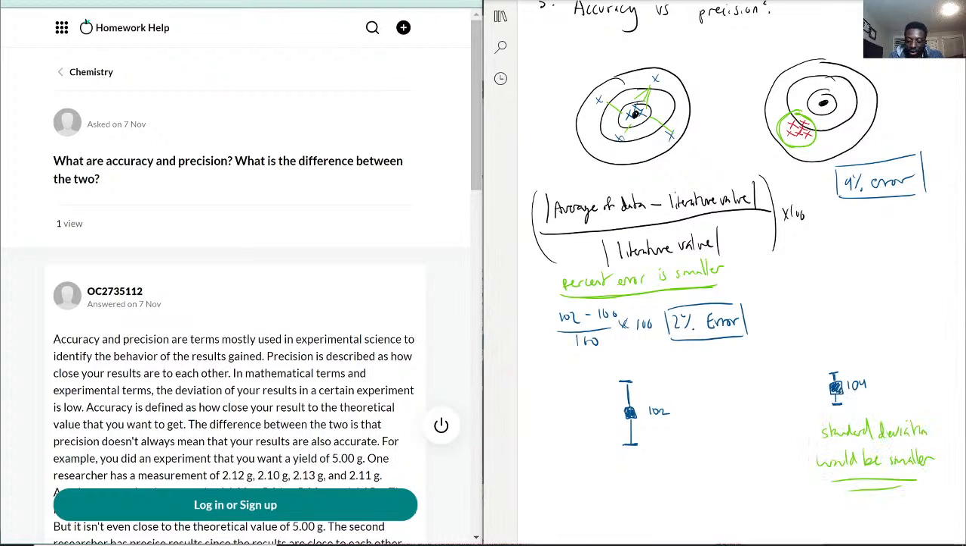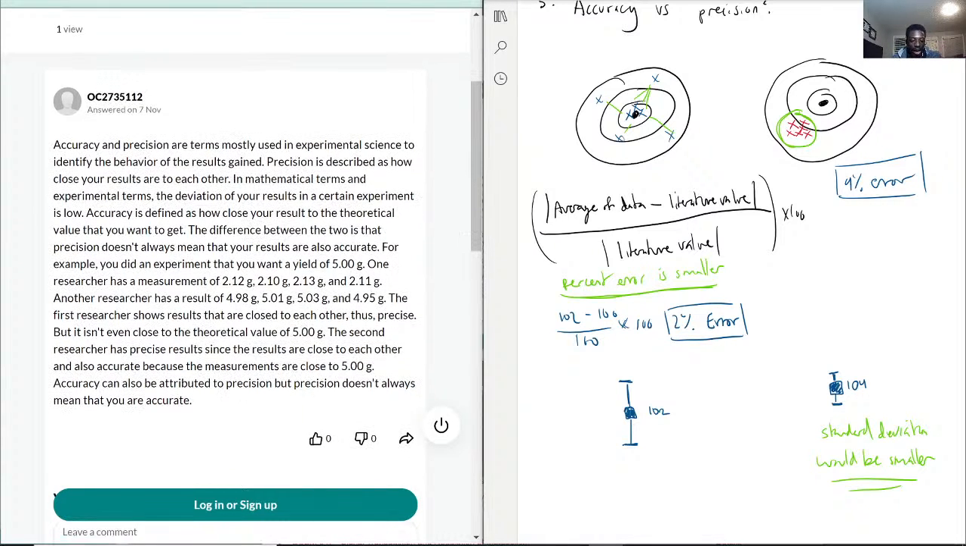With that being said, let's see how they explained it. Accuracy and precision. Precision describes how close your results are to each other. Yep, I'm glad I got that right. And the deviation of results is low. Wow, awesome. And accuracy is defined as how close you are to the theoretical value, the literature value. Exactly, the difference between the two is that precision doesn't mean that your results are accurate, and accurate doesn't mean that your results are precise.